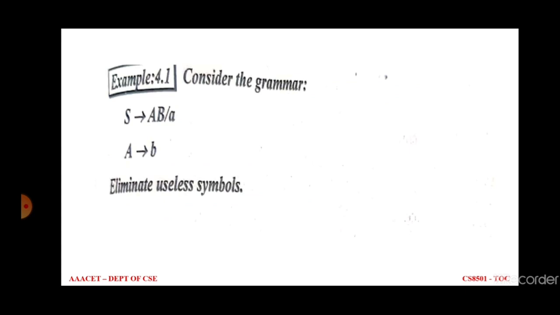In the given problem, they are given some grammar. From that grammar we have to eliminate the useless symbols. So first of all we have to find the useless symbols.